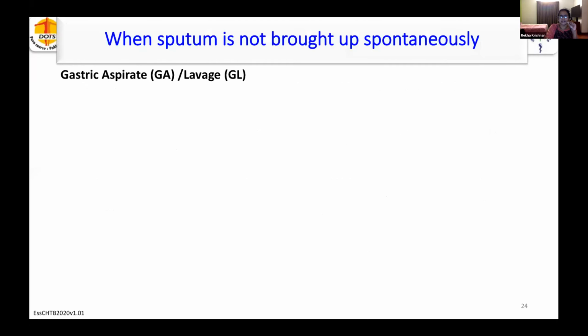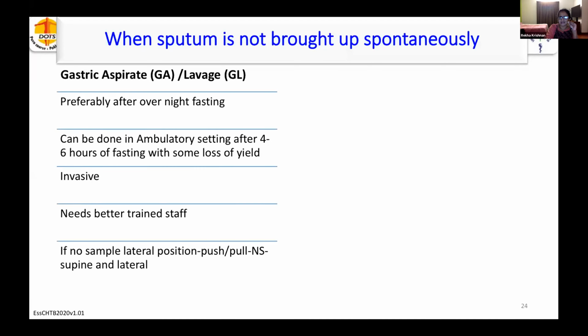Now, the next point is: when sputum is not brought up spontaneously, what is the option? We have 2 options. One is gastric lavage and the second is induced sputum. Gastric lavage we are all doing routinely in our hospitals, but what you should understand is that previously we used to do overnight fasting, but now it is said that it can be done in an ambulatory setting after 4 to 6 hours of fasting with some loss of yield, but still it can be done.